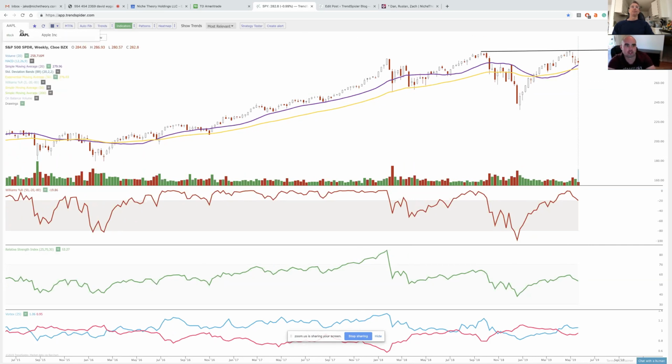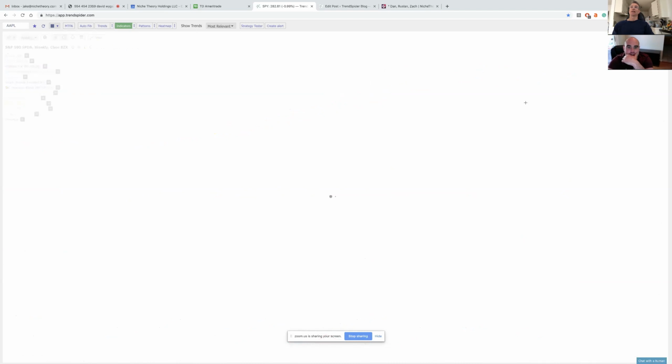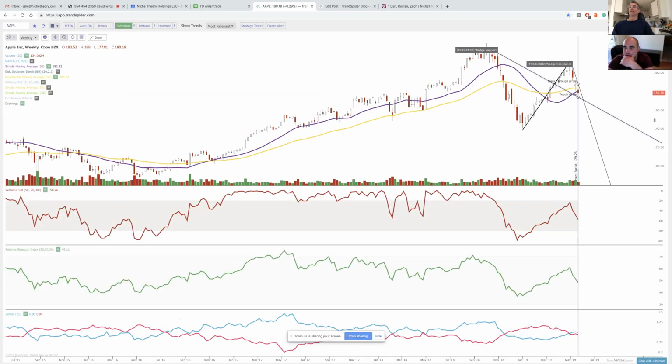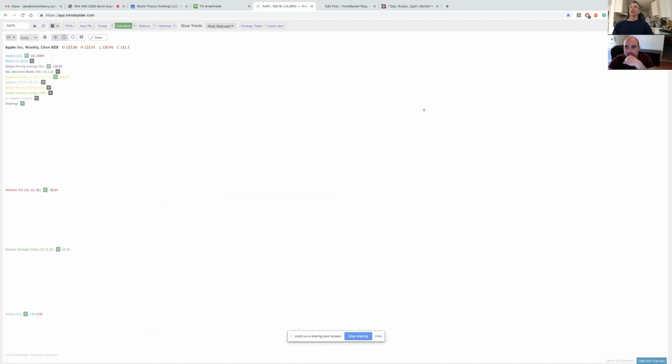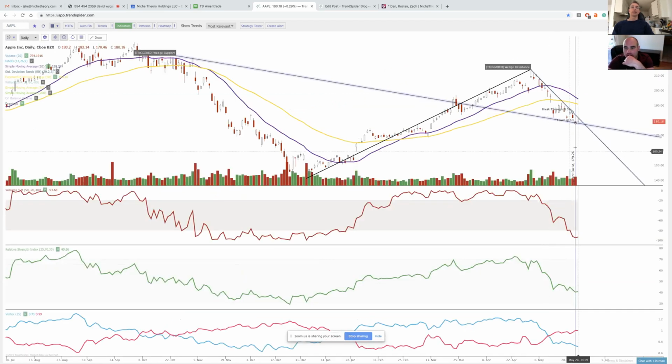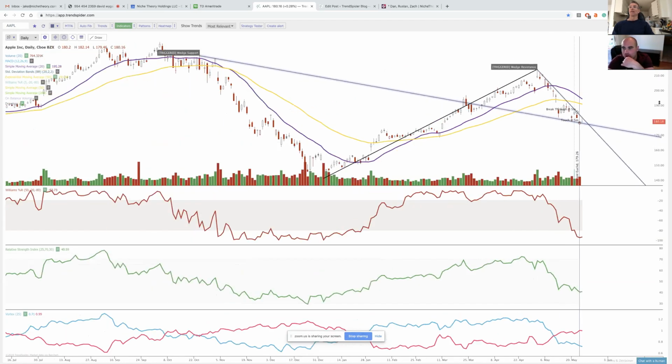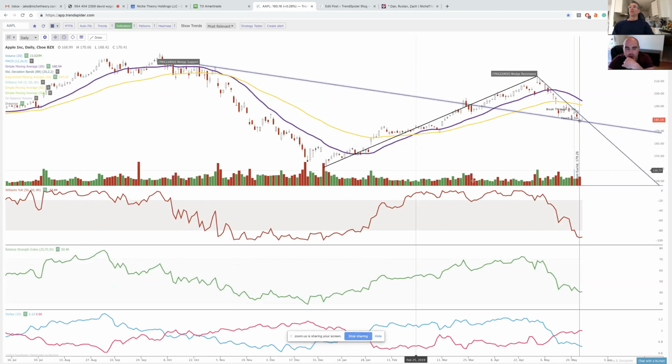Yeah, right. I mean, this is ugly. Look at that, from when it hit 215 and all it's done since then. Check this out. This is kind of cool. Let me get rid of these.